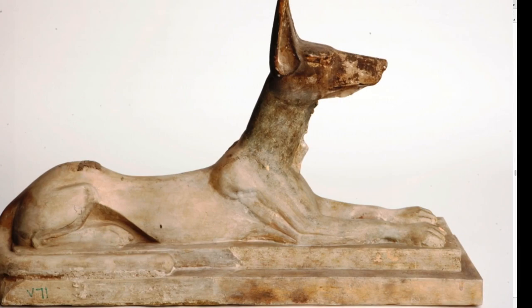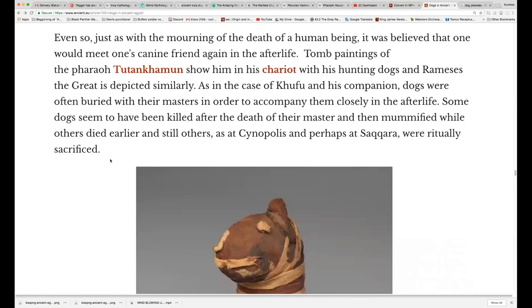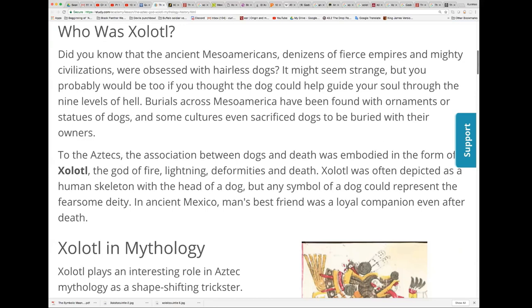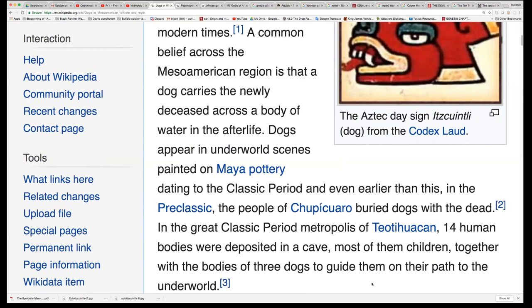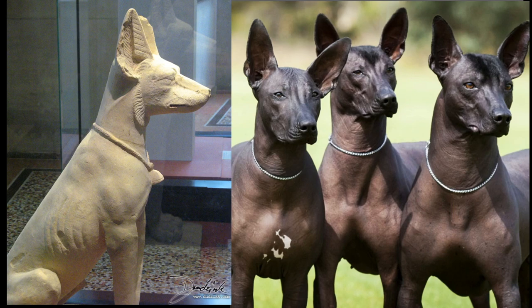Some dogs seem to have been killed after the death of their master and then mummified, while others died earlier, and still others at Sinopolis and perhaps at Saqqara were ritually sacrificed. Burials across Mesoamerica have been found with ornaments or statues of dogs, and some cultures even sacrificed dogs to be buried with their owners. The people of Chupicuaro buried dogs with the dead. In the great classic period metropolis of Teotihuacan, 14 human bodies were deposited in a cave, most of them children, together with the bodies of three dogs to guide them on their path to the underworld.